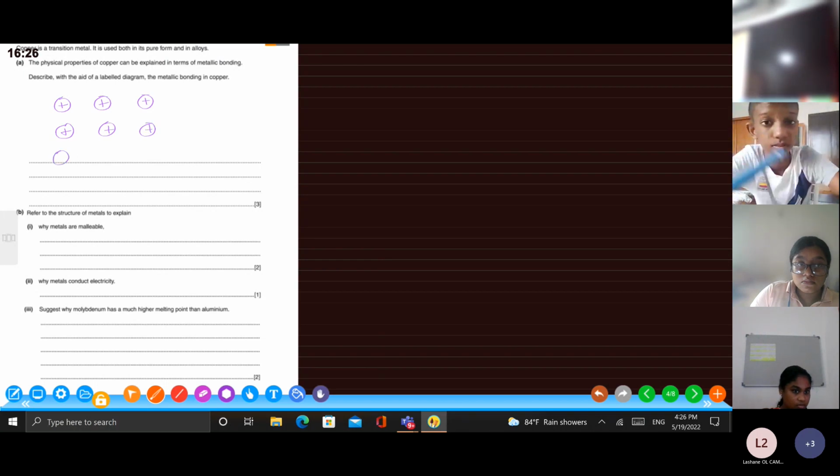Let's say copper can be explained using metallic bonding. So you have the positive ions and the electrons. You put the electrons like this around the cations, right? Then you get a mark for that. Yes, of course. Describe with the aid of a labelled diagram. You have to label it too.